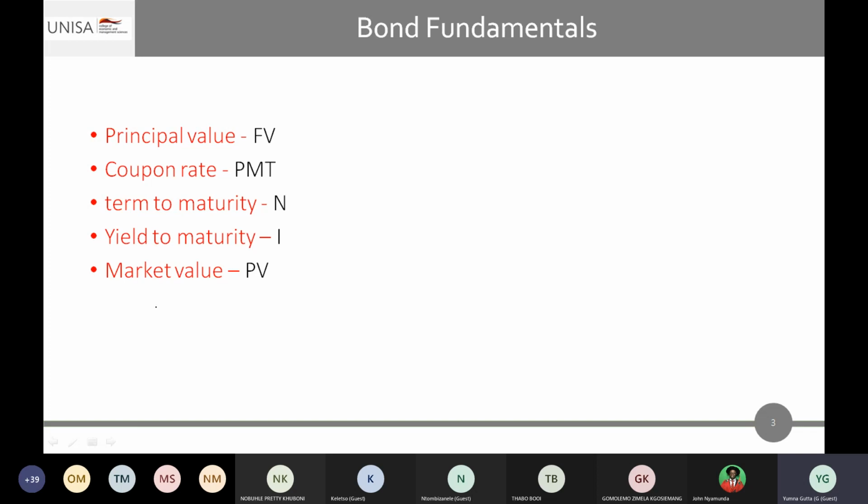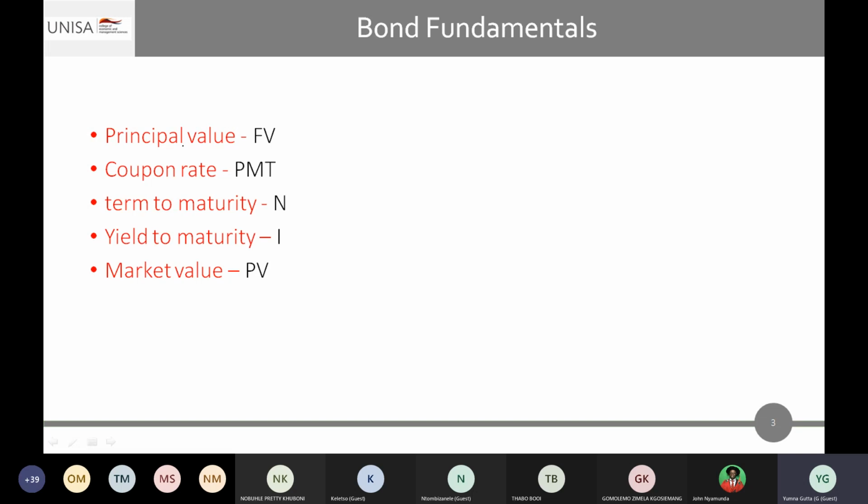Now let's go through the bond fundamentals, right? So the bond fundamentals are the basics of bonds. As we go through this unit 11, these are the terms you're going to hear of, and this is what they mean, right?